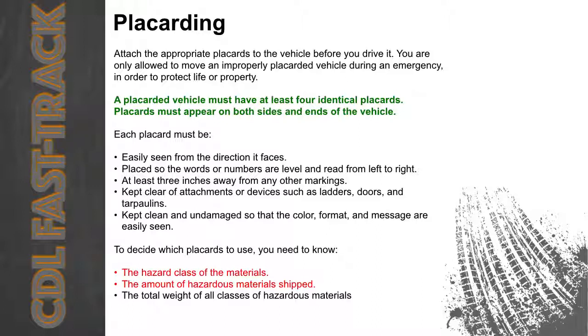Placards must appear on both sides and ends of the vehicle. Each placard must be easily seen from the direction it faces, placed so the words or numbers are level and read from left to right, at least 3 inches away from any other markings, kept clear of attachments or devices such as ladders, doors, and tarpaulins, and kept clean and undamaged so that the color, format, and message are easily seen.